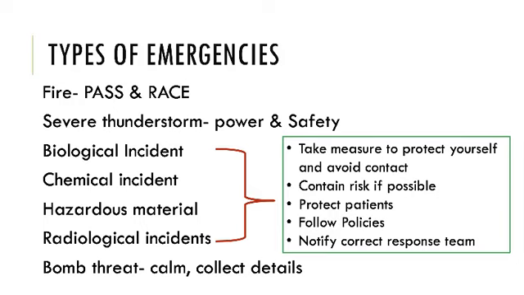The big thing with all of those is to first take measures to protect yourself and avoid contact. You're going to contain the risk if at all possible. You're going to protect patients, and you're going to follow policy and procedure. As you're going through all of those things, make sure you're notifying the correct response team. We just talked about disaster planning, and some of these can be disasters, and we need to make sure that we're notifying people according to protocol. But those 4 types of incidents have those common elements involved.